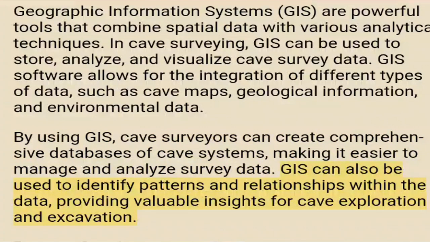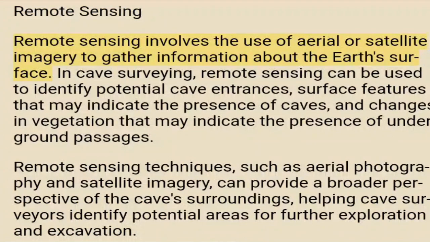Remote sensing. Remote sensing involves the use of aerial or satellite imagery to gather information about the Earth's surface. In cave surveying, remote sensing can be used to identify potential cave entrances, surface features that may indicate the presence of caves, and changes in vegetation that may indicate the presence of underground passages. Remote sensing techniques, such as aerial photography and satellite imagery, can provide a broader perspective of the cave's surroundings, helping cave surveyors identify potential areas for further exploration and excavation.